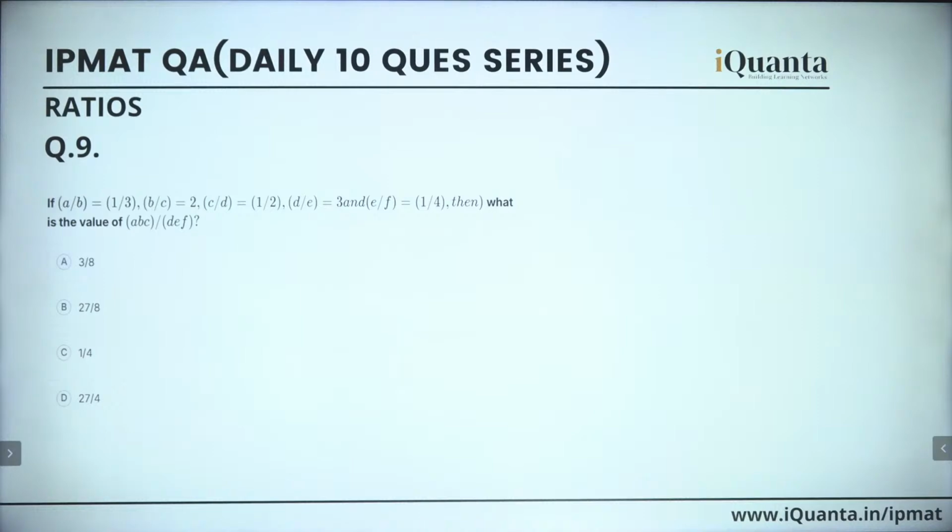The question says that A upon B is 1 upon 3, B upon C is 2, C upon D is 1:2, D upon E is 3, and E upon F is 1 upon 4. Then what is the value of ABC upon DEF? We also have 4 options.